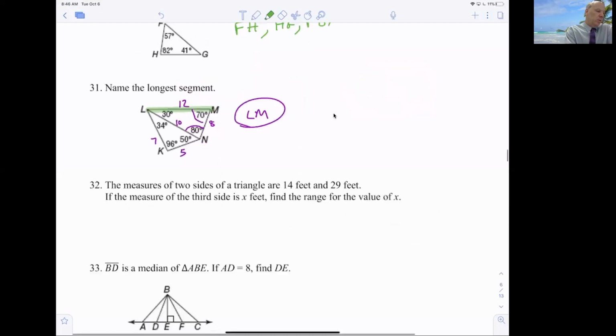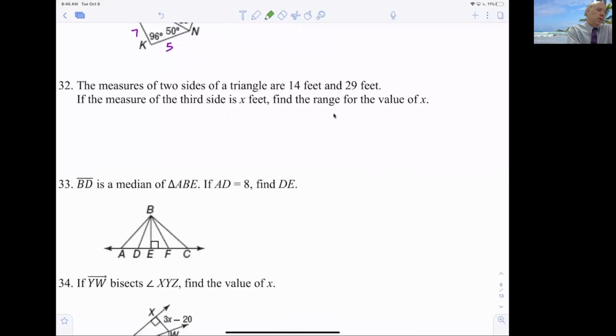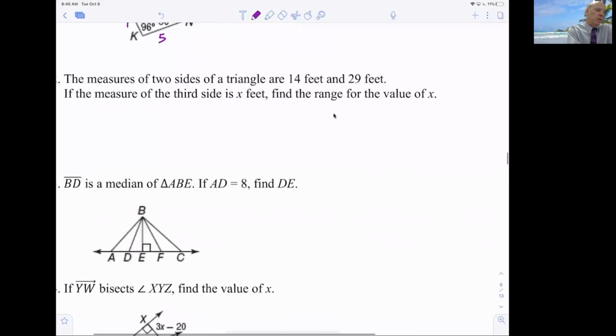All right, 32. The measure of two sides of a triangle, 14 and 29, then the range of the other one would have to be less than what? 43, but greater than 15.